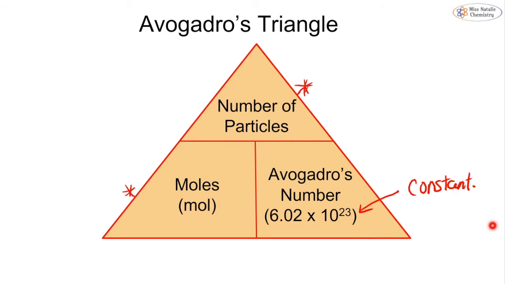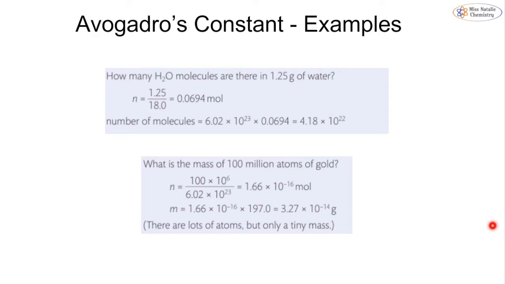So let's look at an example. I want to know how many water molecules there are in 1.25 grams of water. So I can work out how many moles that is using my mole triangle.